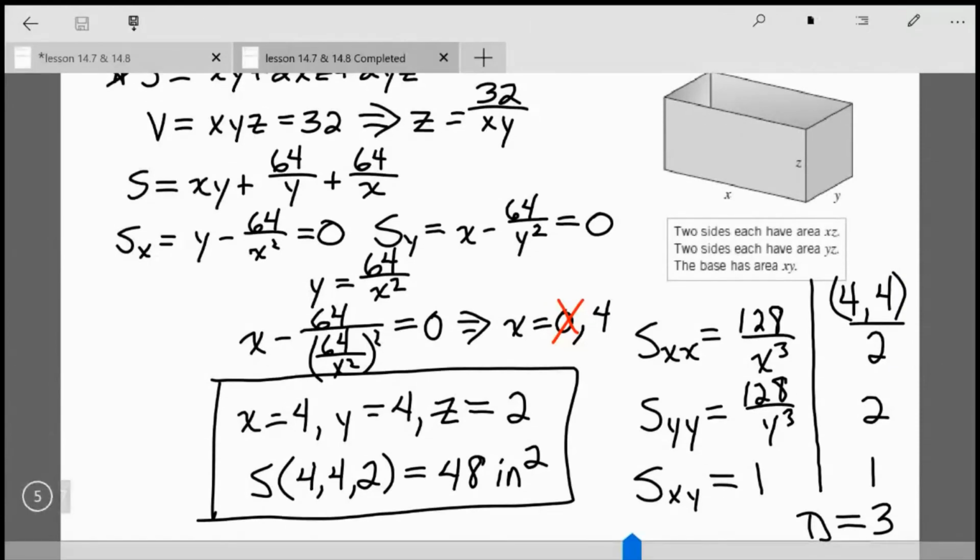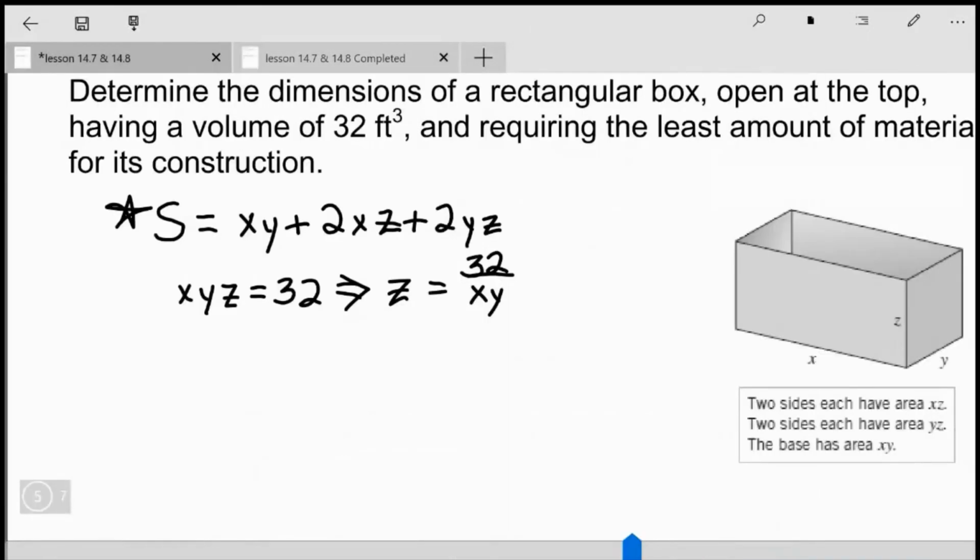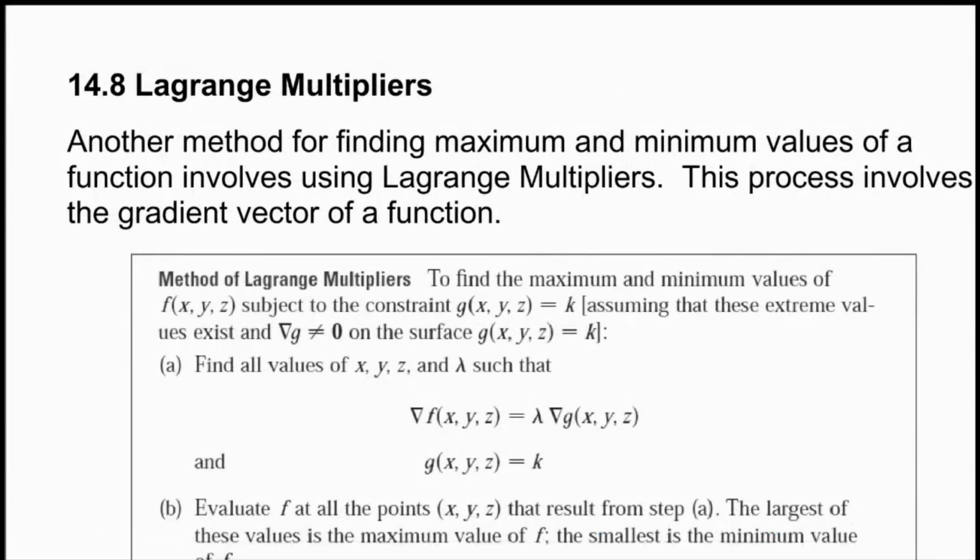All right, so the second section that we have here is section 14.8, and we're going to talk about the idea of Lagrange multipliers. We're not going to go super in depth on this section. However, this is something that I do want you to see because it's an alternate method for finding maximum and minimum values. So remember, we talked about that whole idea that sometimes the second partials test doesn't work. This is another way that you can find max and min values. It's not the only other way, but this is one alternate method we can use.